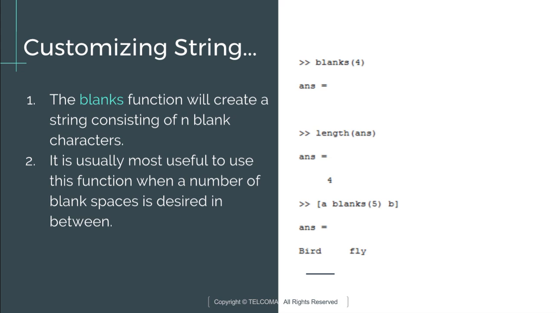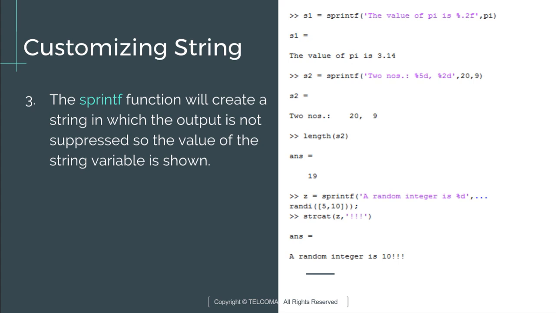Next is customizing strings. The blanks function will create a string consisting of n blank characters. It is usually most useful when a number of blank spaces is desired in between. The sprintf function will create a string in which the output is not suppressed, so the value of the string variable is shown.